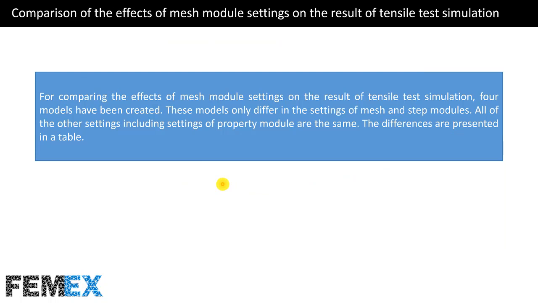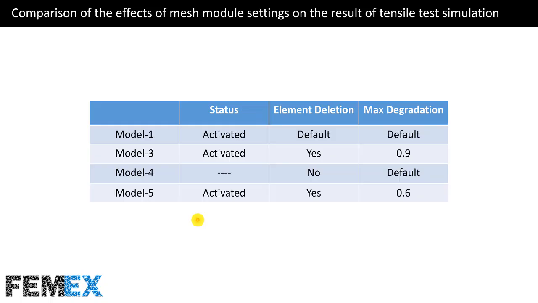For comparing the effects of mesh module settings on the result of tensile test simulation, 4 models have been created. These models only differ in the settings of mesh and step modules. All of the other settings, including settings of property module, are the same. The differences are presented in a table. I have created 4 models: Model 1, Model 3, Model 4, and Model 5. We do not have Model 2. And I have performed 4 simulations with different settings.